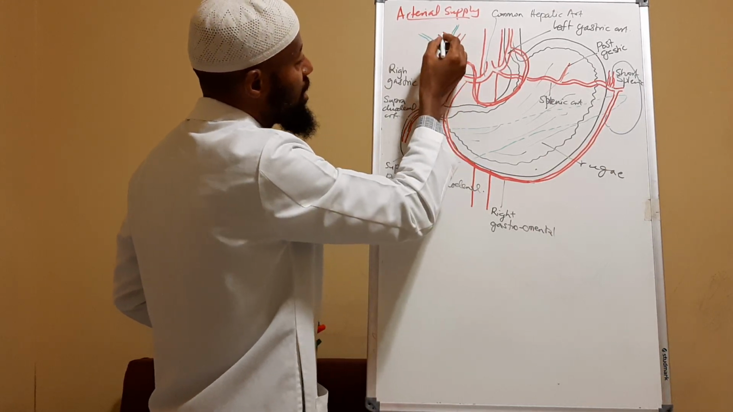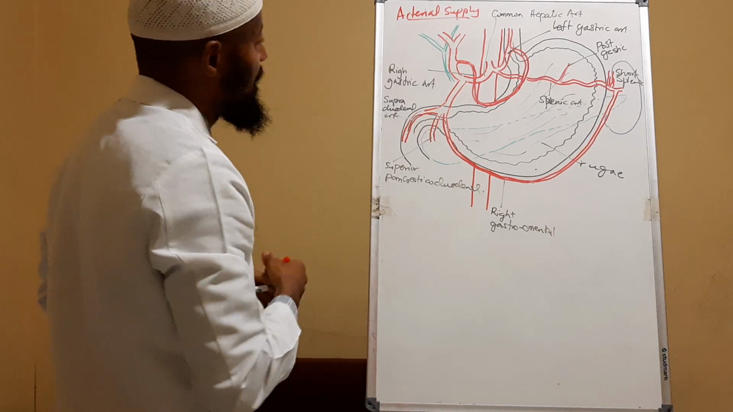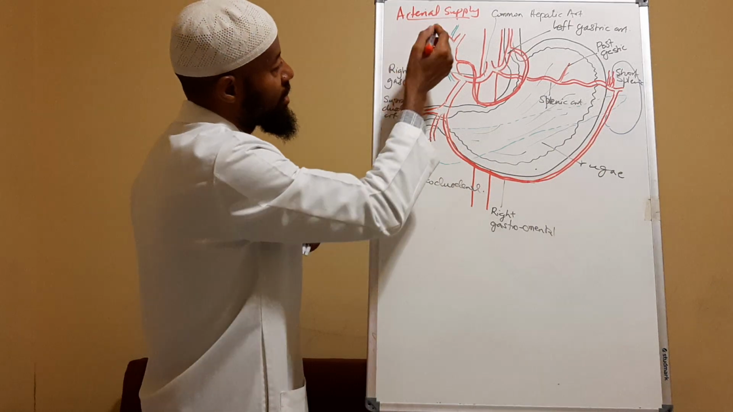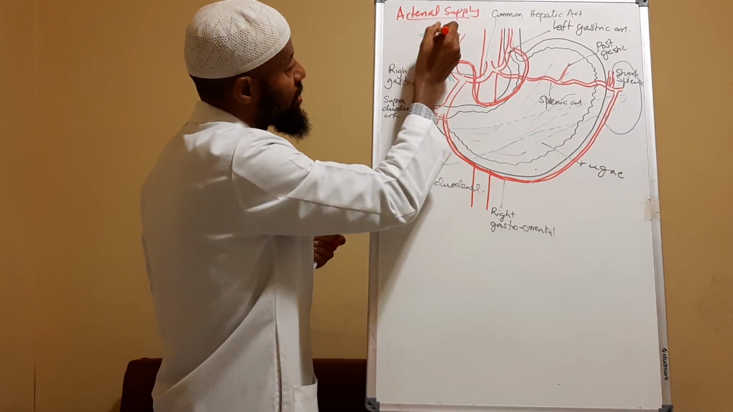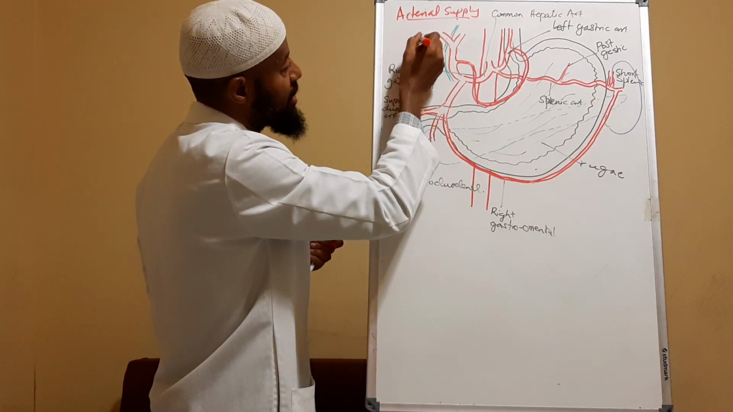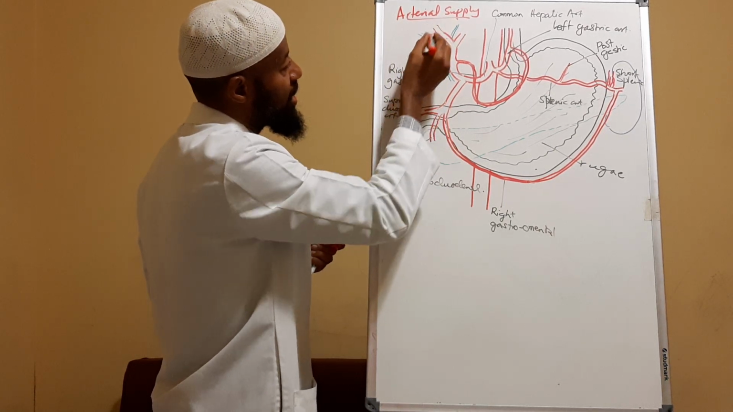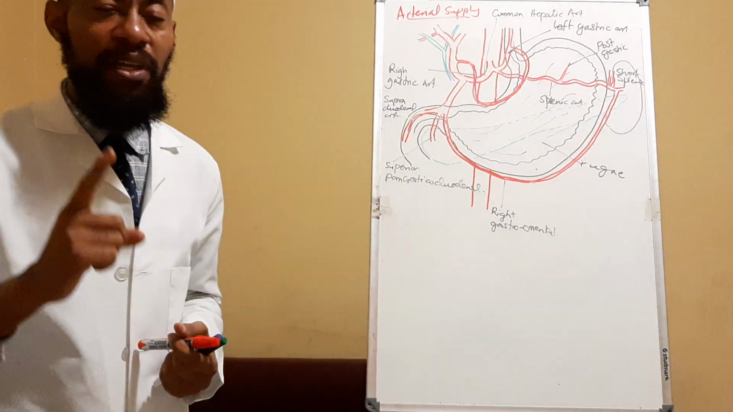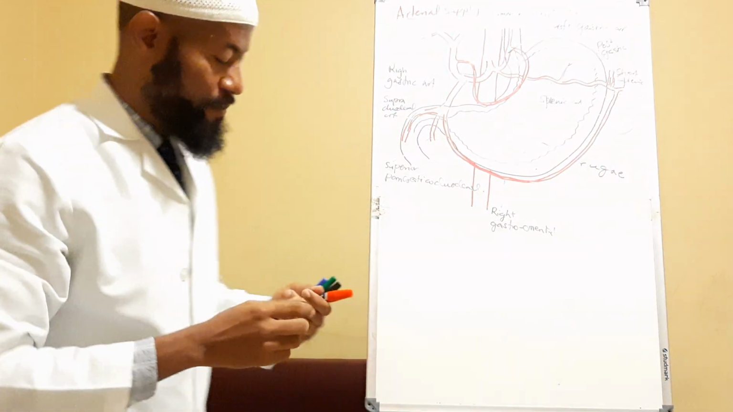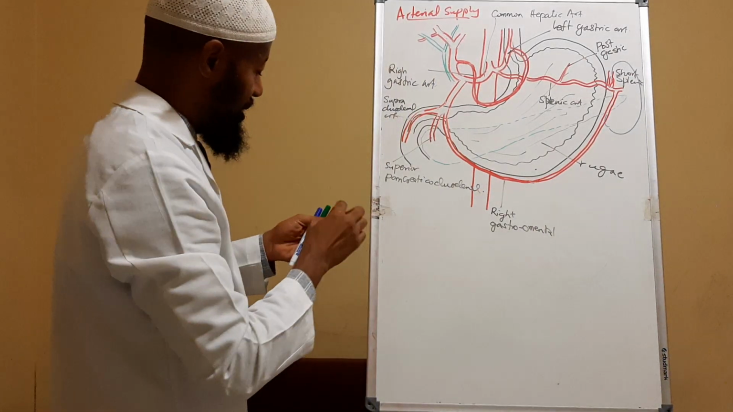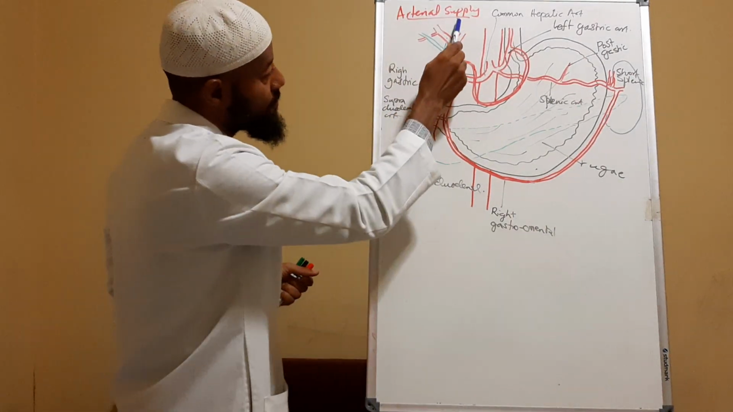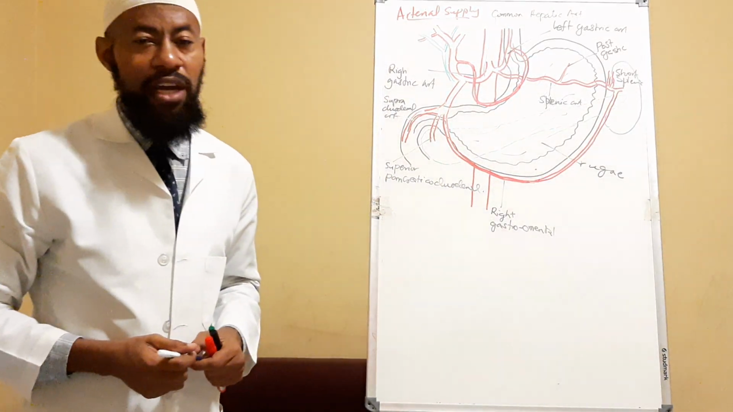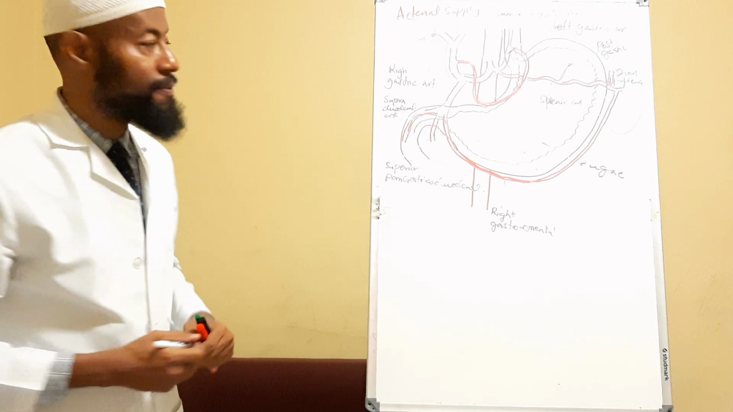Okay? Now remember also that the right hepatic artery gives a branch that is found in this area. So there's a branch there. This branch is a cystic artery. The cystic artery branches from the right hepatic artery. The cystic artery is found in this triangle. You can see there's a triangle that is formed here. This triangle is called the cystohepatic triangle, or the triangle of Callot.